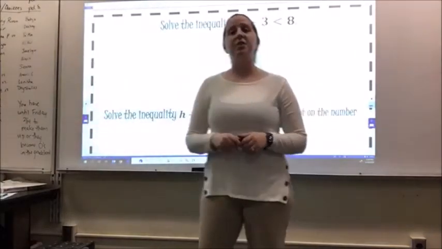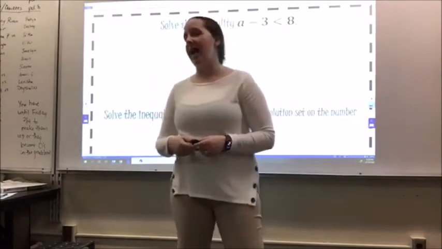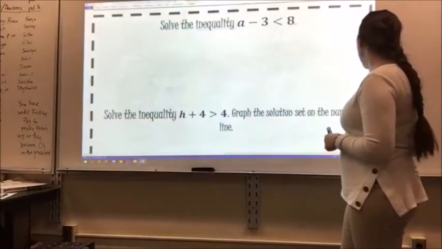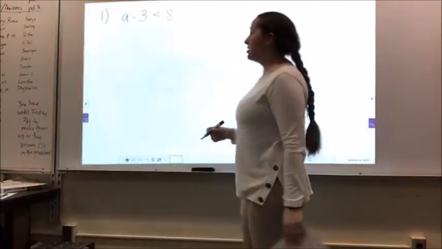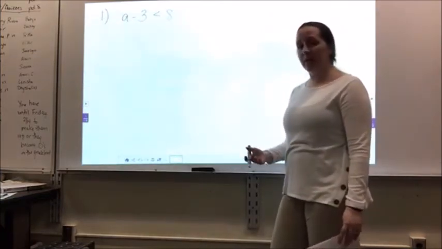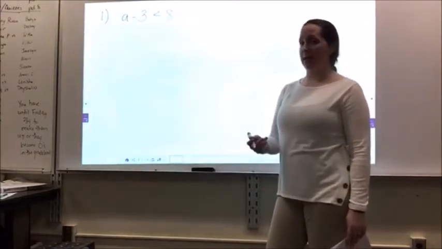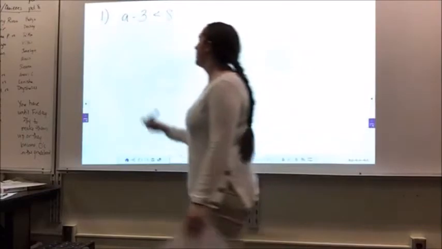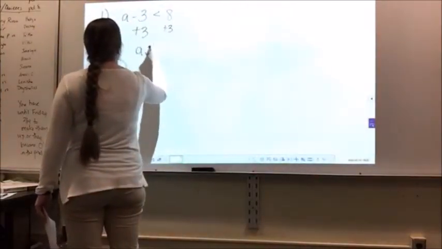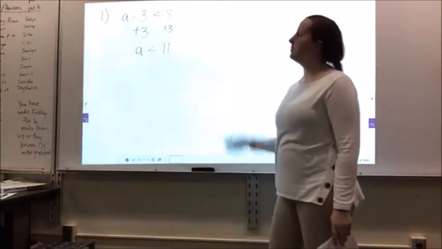Alright, now that you've had a chance to try out the try problems, let's go over the answers together. So the first question I have states, solve the inequality, a minus 3 is less than 8. Okay? So all I need to do is use my properties of inequality that I'm given. So I'm subtracting right now, so I need to do the opposite, the inverse operation, which is adding. So I add 3 to both sides. And a is less than 8 plus 3, which gives me 11.